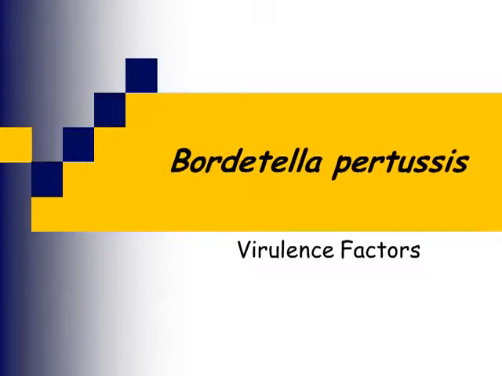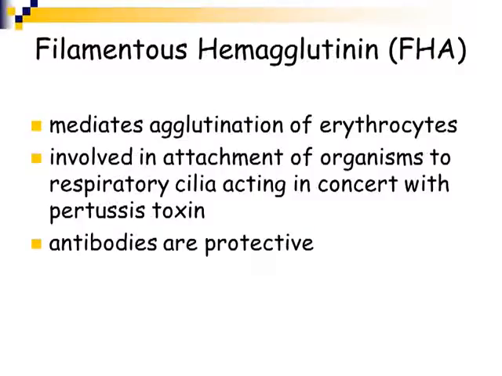We're going to focus, as we usually do, on the clinically relevant organisms, and we always start out with our major pathogen of that group. So the major pathogen of the Bordetella organisms is Bordetella pertussis. Now, Bordetella pertussis has several virulence factors, one of which is filamentous hemagglutinin. Filamentous hemagglutinin mediates agglutination of erythrocytes. It is also involved with attaching organisms to the respiratory cilia.